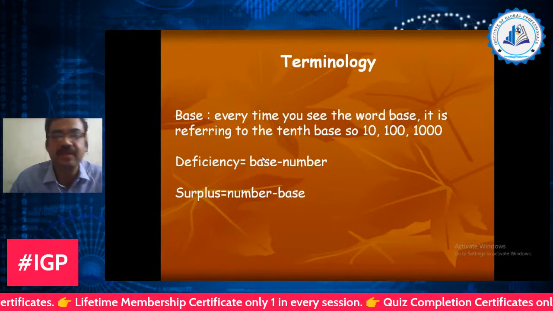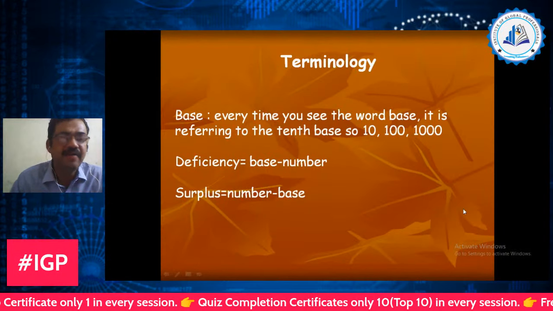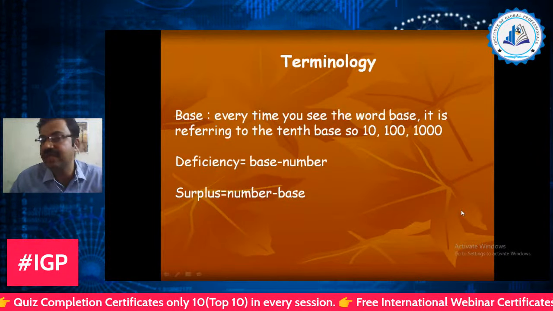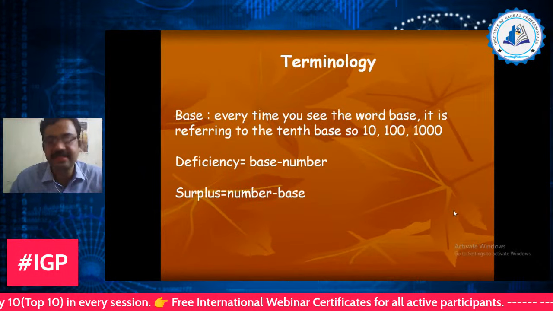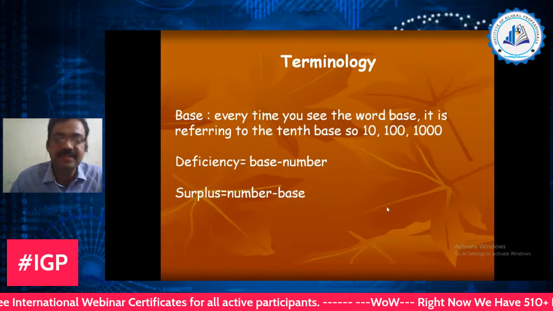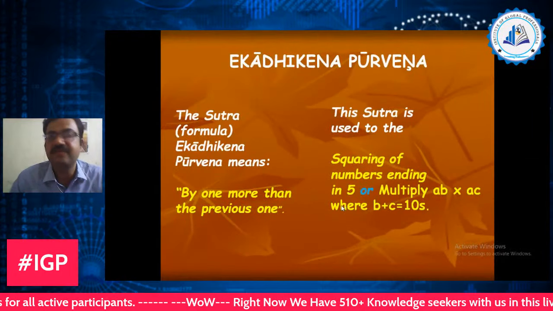The following terminology is used in Vedic mathematics. Base: every time you see the word base, it is referring to the power-of-10 base, so 10, 100, 1000. Deficiency is the base minus the number, and surplus is the number minus the base. Now we start the first formula.